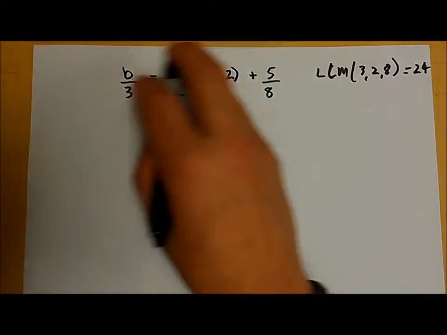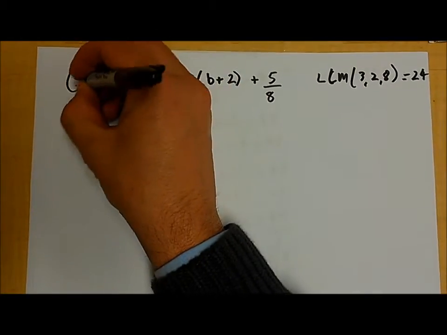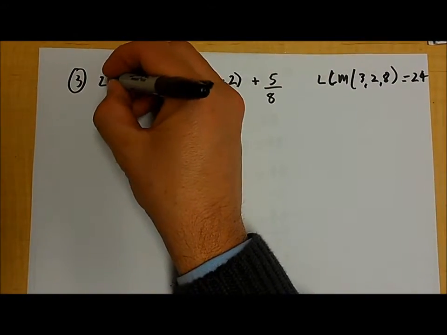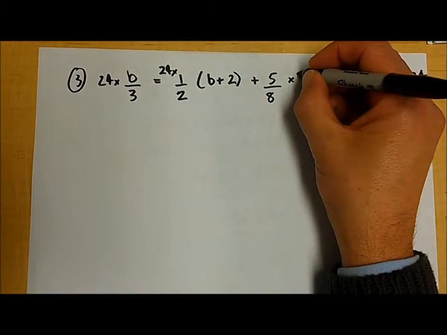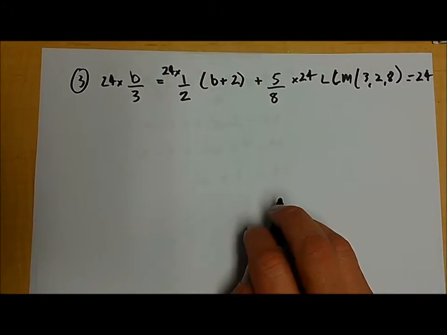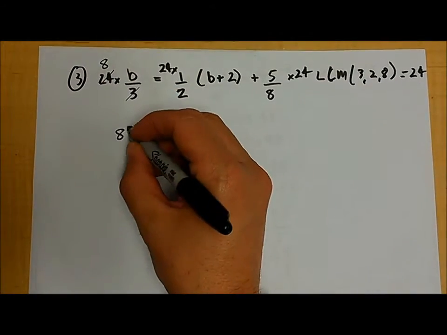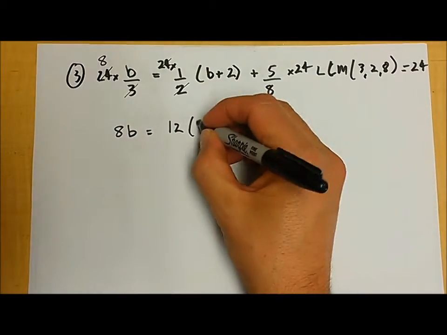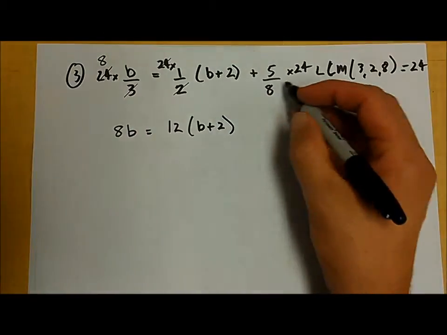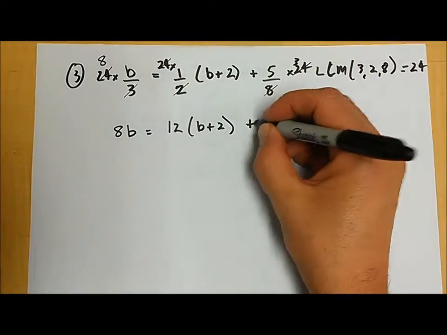So again, I'm going to multiply each term by 24. So I'm going to go times this one by 24, times this term by 24, and times this term by 24. So I've got this 3 going into 24 8 times, 8b. 2 going into 24 12 times, keeping those grouping symbols there. 8 going into 24 3 times, and 5 3s are 15.